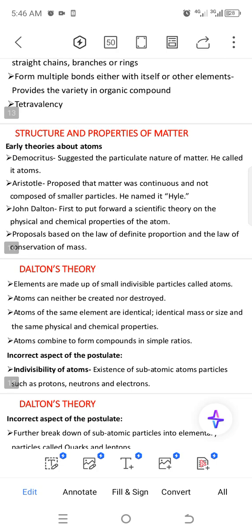So our next topic will be the structure and properties of matter.